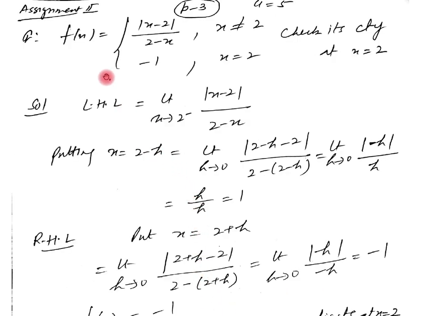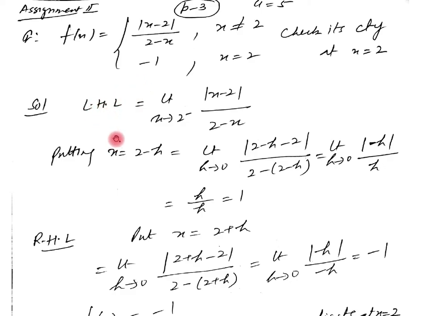Now let us see the question depending on the modulus. This function is given like this. Check its continuity at x equal to 2. Now the function is in the form of the modulus function. We will find out the left hand limit and the right hand limit.